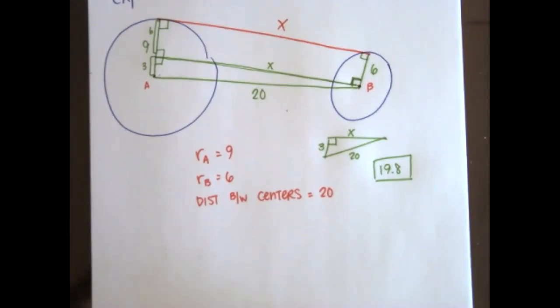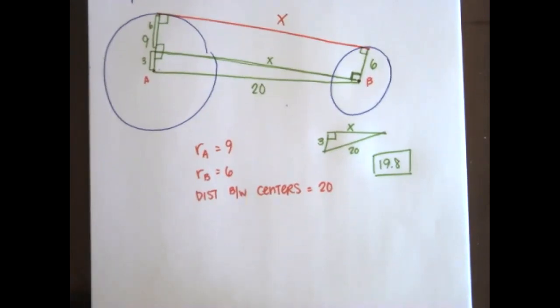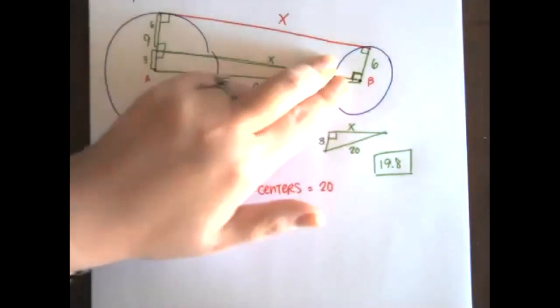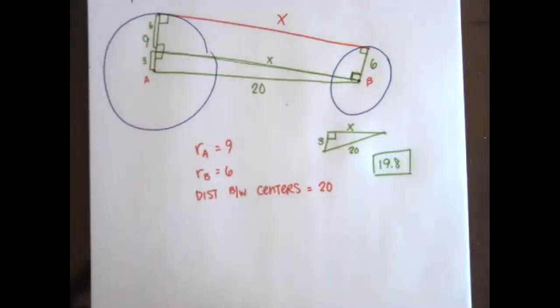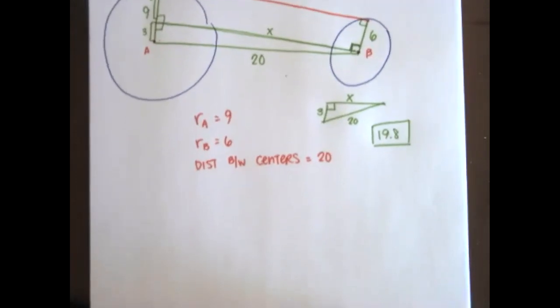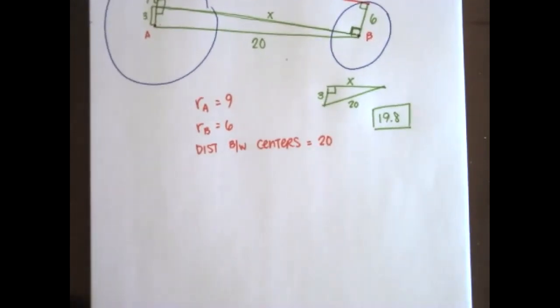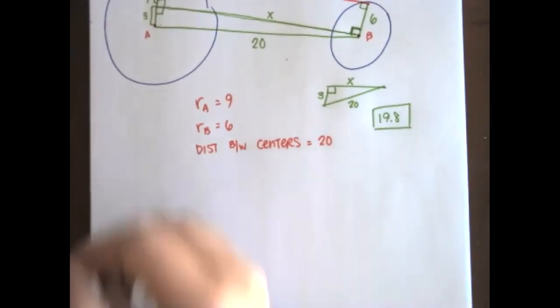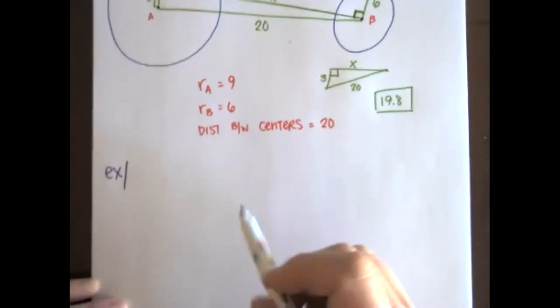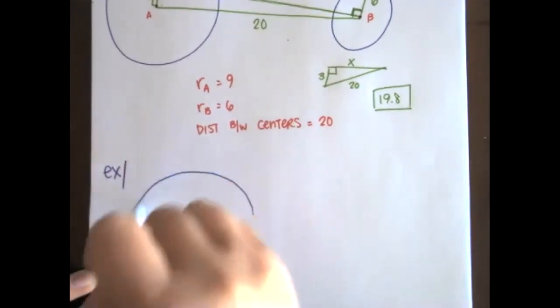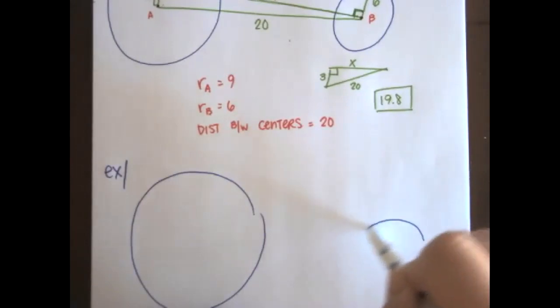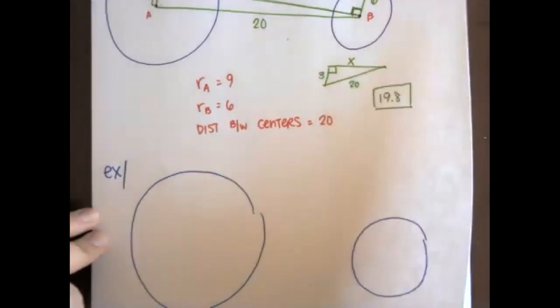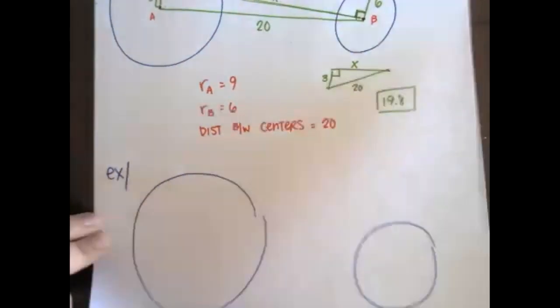Okay, we're going to do one last problem. So far we've done external tangent. We're going to do an internal tangent now. The process is the same, but the picture looks different. Sorry, I'm going to do this on another page. Need more room.